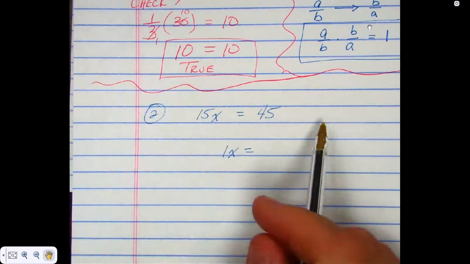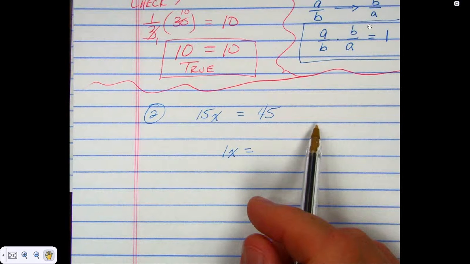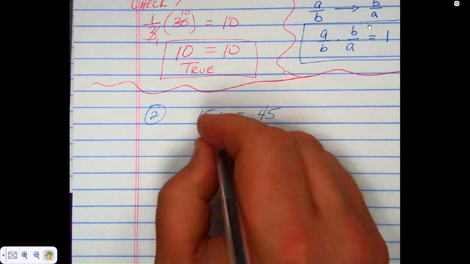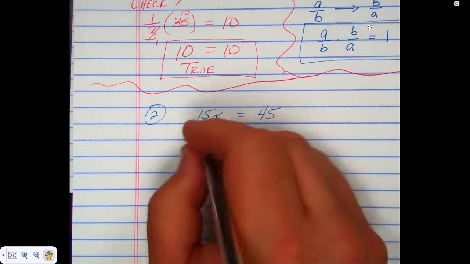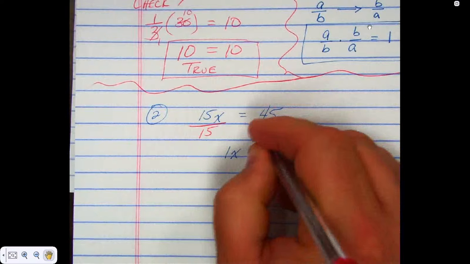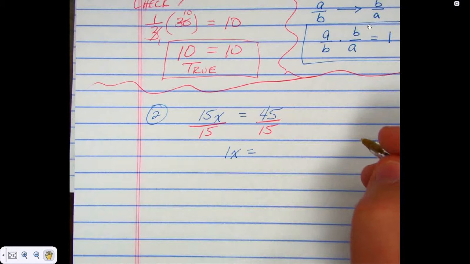What's another way to make any number into 1 besides multiplying by the reciprocal? You could also divide by itself. So when there's a whole number or integer in front of there, you just divide by whatever's in front. So I divide by 15, divide this side by 15, correct?